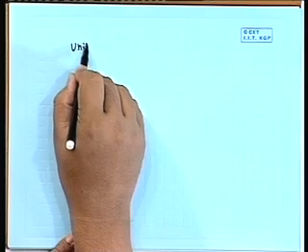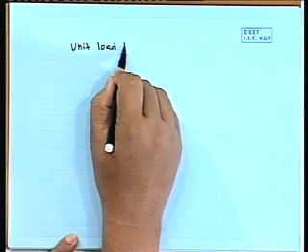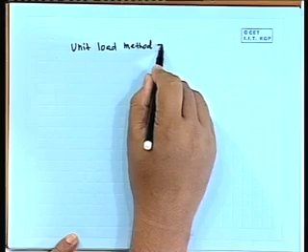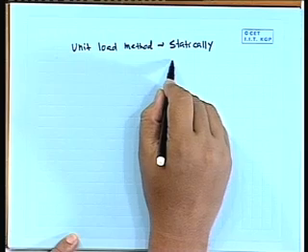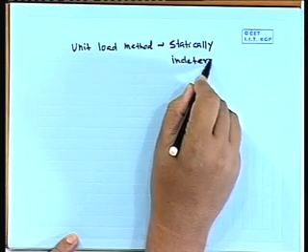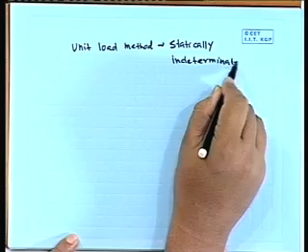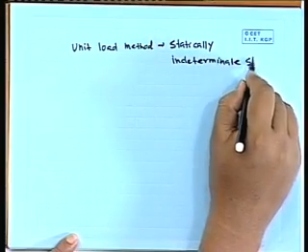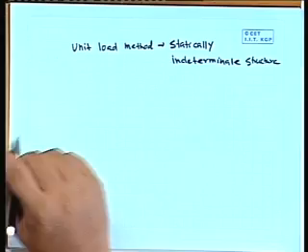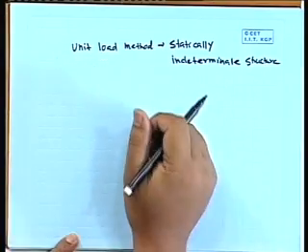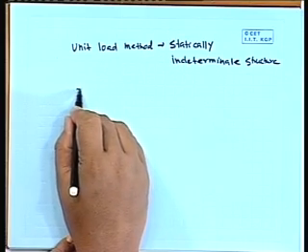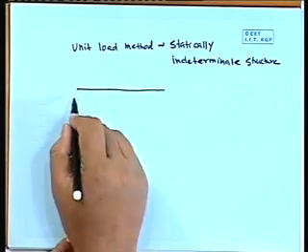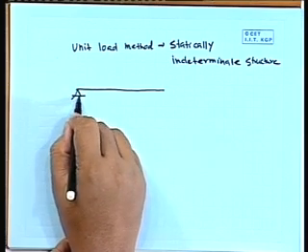So we can say this unit load method applied to your statically indeterminate structure. We want to solve a statically indeterminate structure by the unit load method. Now what we can do, we can take a beam problem like this.